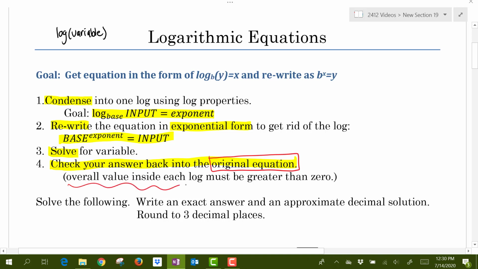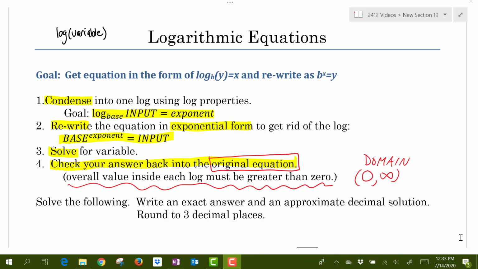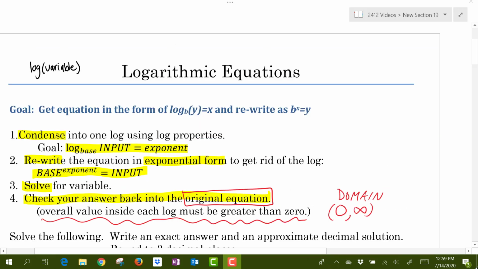The overall value inside of each log must be greater than 0. So it must be positive. It goes back to the idea that the domain of the log function is from 0 to infinity, but does not include 0. Alright, so let's talk about why that domain is so significant.